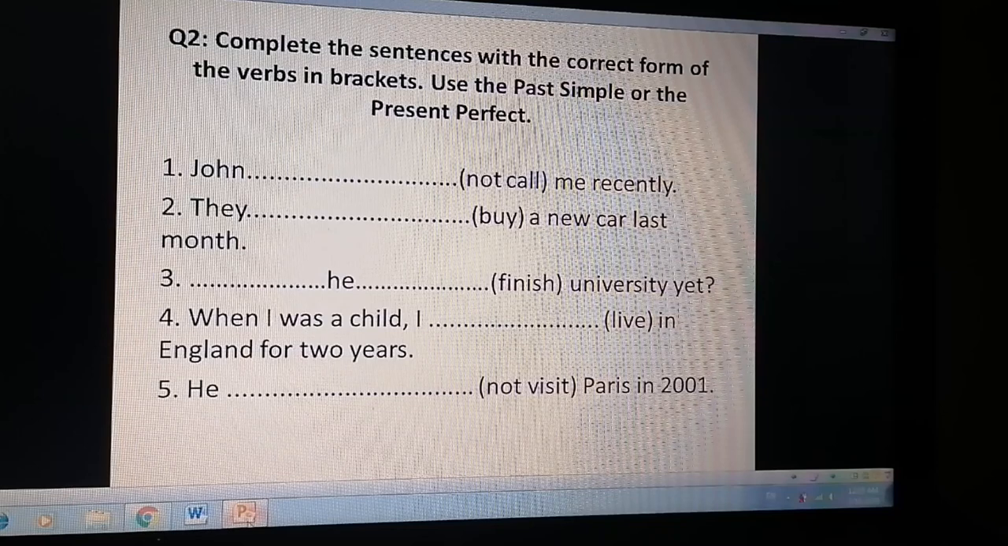The last one, he not visit Paris in 2001. In 2001, this is a year in the past. هذه سنة في الماضي. But we must use simple past, not present perfect. He didn't visit. He didn't or did not visit.